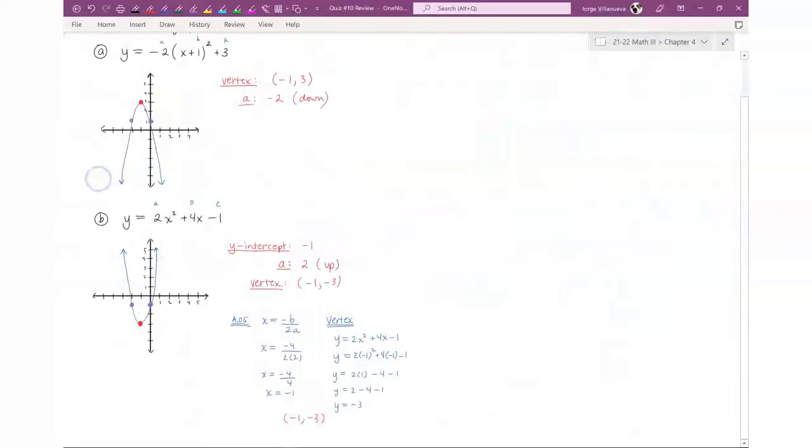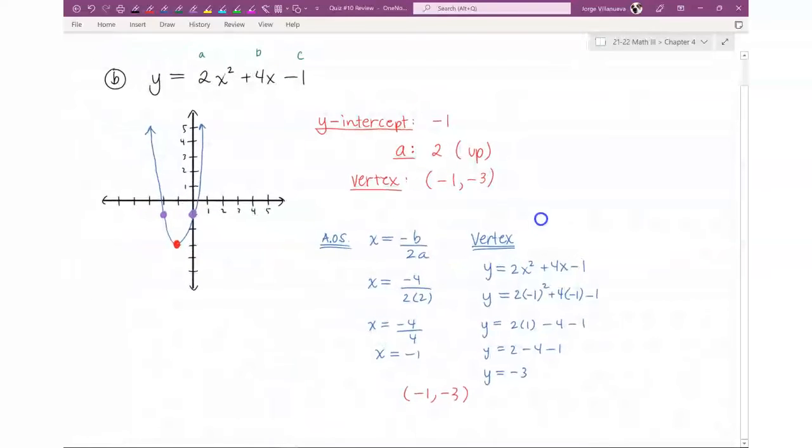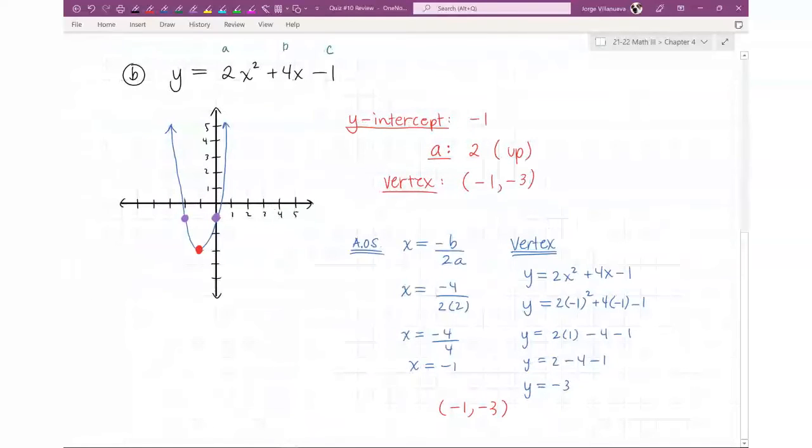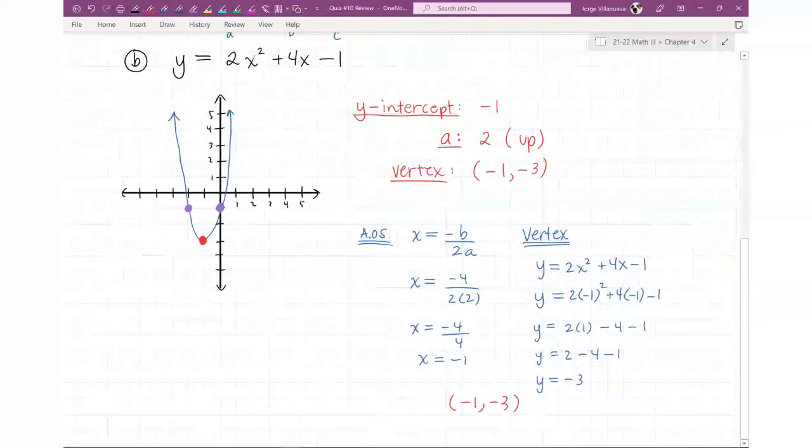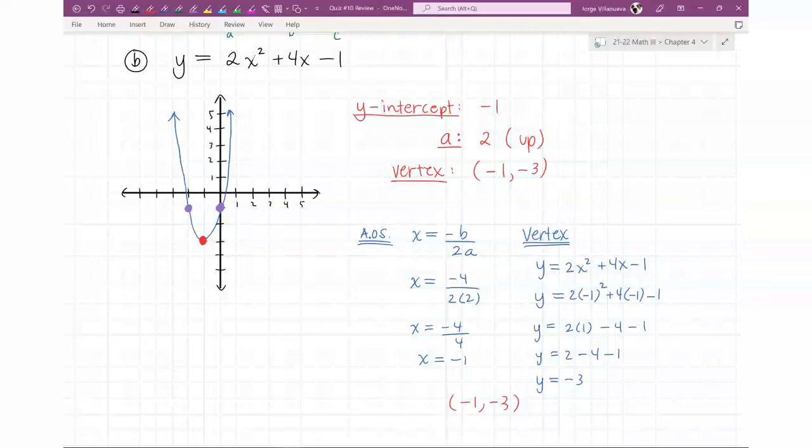Which one of these problems would you prefer to do? The first or the second? Yeah, I prefer the first one. There's like no work, right? Just figure out some points and you're pretty much done. Whereas the second one requires me to do a bunch of work. I have to figure out my axis of symmetry, my vertex, put it together, and then I can do my intercepts and all that stuff. But they're not insanely difficult to do. It's just, they're not as easy as the first one.